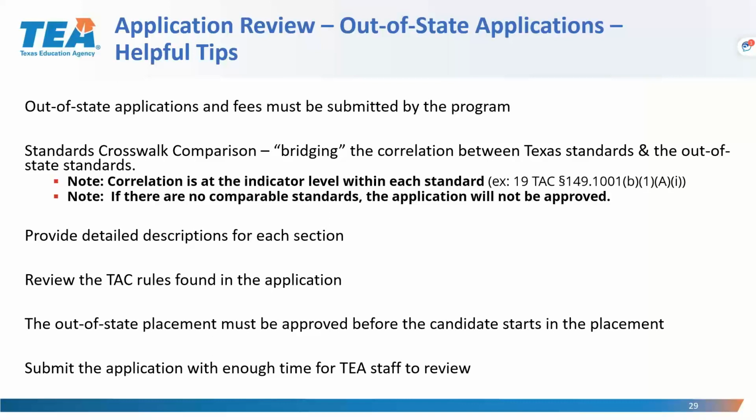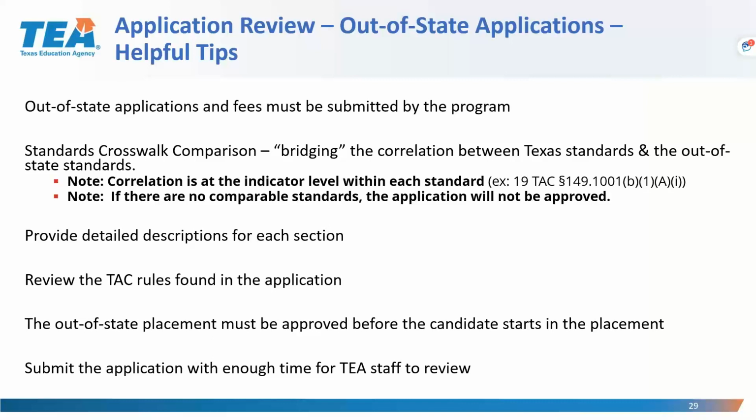It is important to provide detailed descriptions for each section. Remember, insufficient information in any area of the application may delay approval. Reviewing the TAC rules found in the application can help provide additional information about the rule. This can help identify what the rule is requiring the program to do or what specific information to provide in the application.